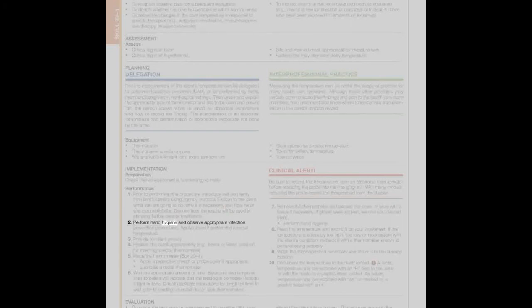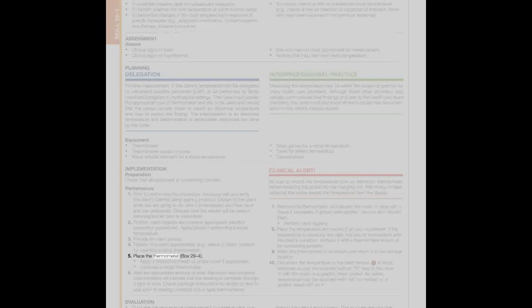2. Perform hand hygiene and observe appropriate infection prevention procedures. Apply gloves if performing a rectal temperature. 3. Provide for client privacy. 4. Position the client appropriately, for example, lateral or Sims position for inserting a rectal thermometer.